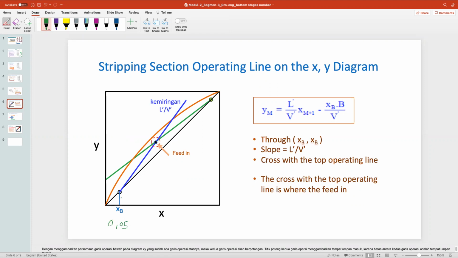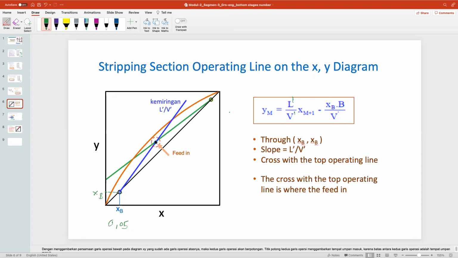So it passes XB and XB, and then the gradient is called L dash and V dash. Okay, and this one is called the enriching section. This one is the stripping section. The intersection between the stripping line and the enriching line is where the feed comes in.